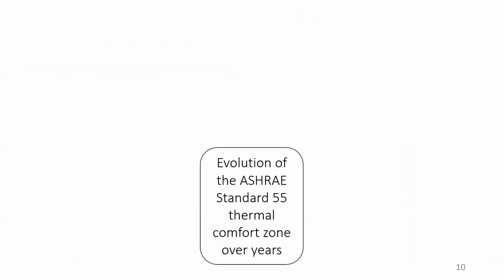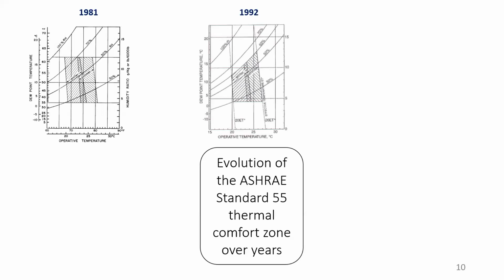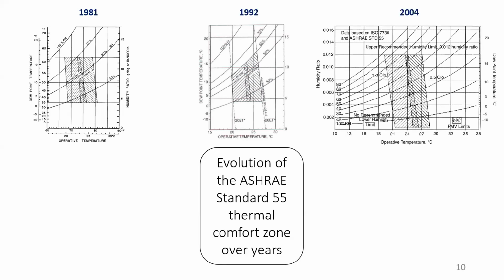This particular slide shows how the thermal comfort zone in ISHRAE standard 55 has evolved or expanded over the years. So the shape of the comfort zone on the standard psychometric chart was like this in 1981, what you see on the top left of your screen. Then in 1992, the comfort zone expanded slightly to become like what you see on the top center of your screen. And it further expanded to become like this in 2004, what you see on the top right of your screen. So this was the first time when adaptive approach was introduced in ISHRAE standard 55.